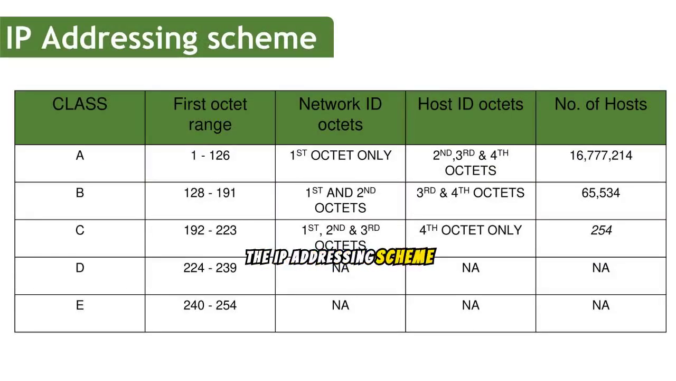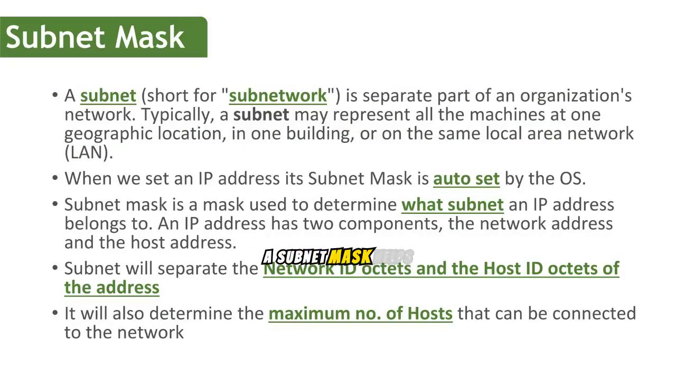The IP addressing scheme defines the range and structure of network and host IDs across different classes, optimizing network organization and scalability. A subnet mask helps identify the specific subnet to which an IP address belongs, separating network and host ID components and determining the maximum number of hosts.